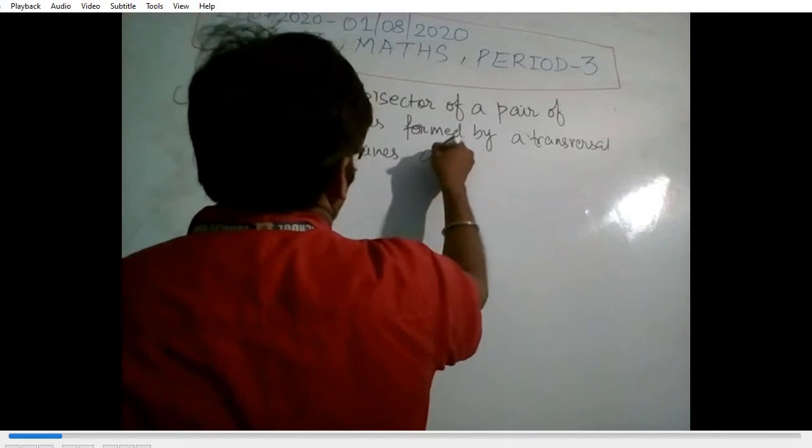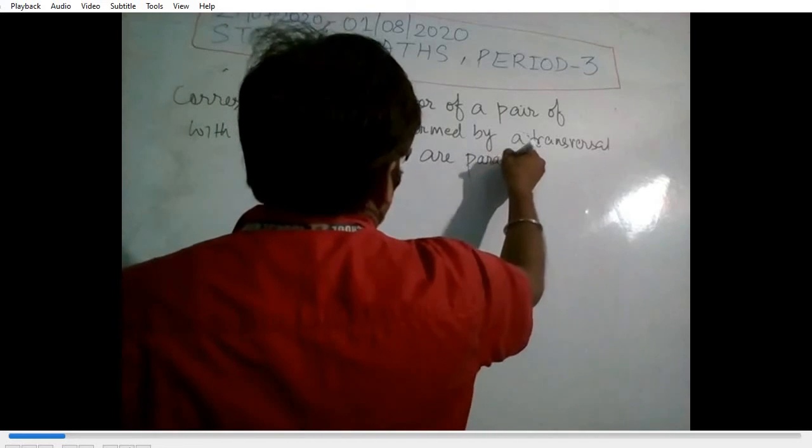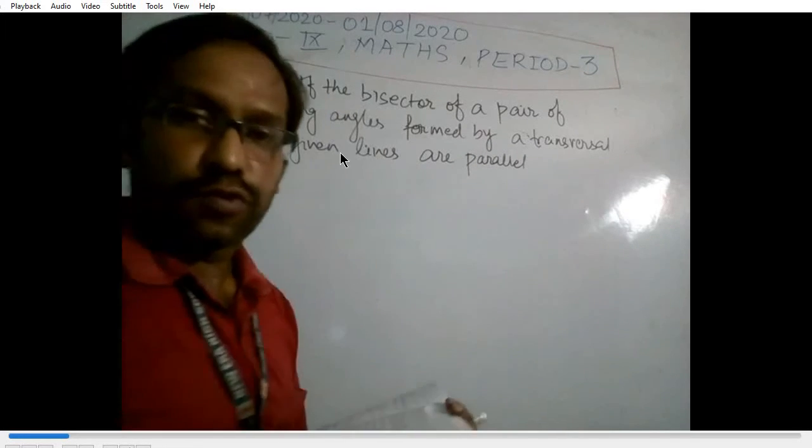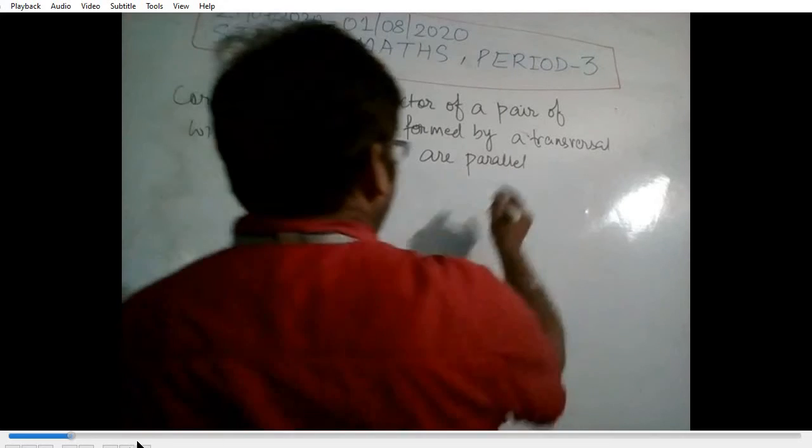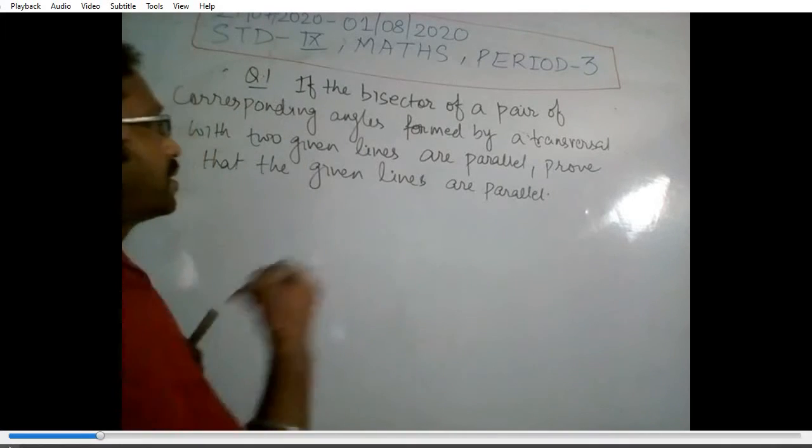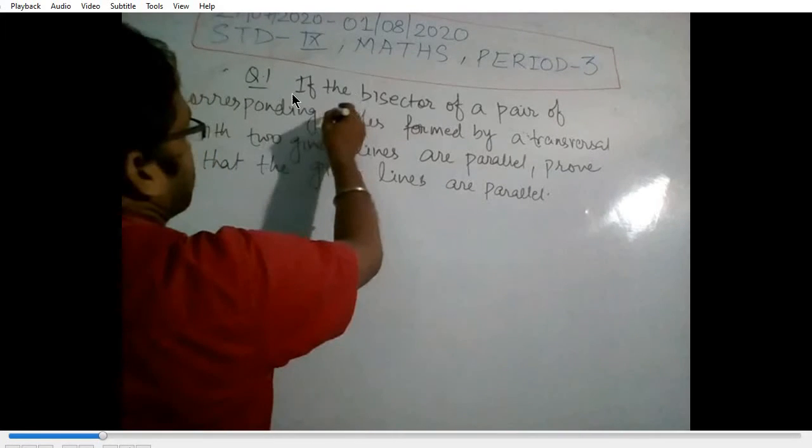So what the question is saying, just see this. If the bisectors of a pair of, let me write that question. So what they are saying is that if the bisectors of the pair of corresponding angles formed by a transversal in two given lines are parallel, prove that the given lines are parallel.